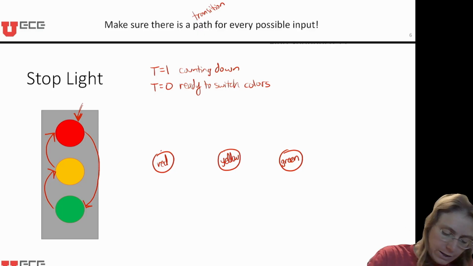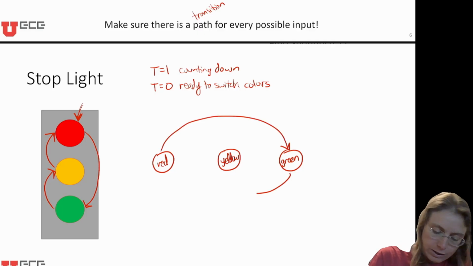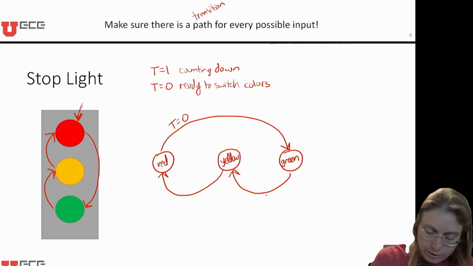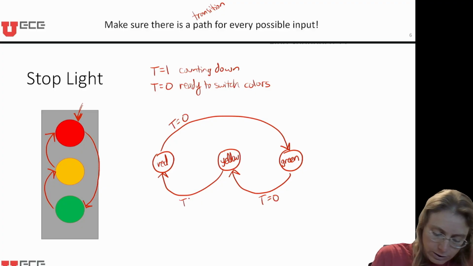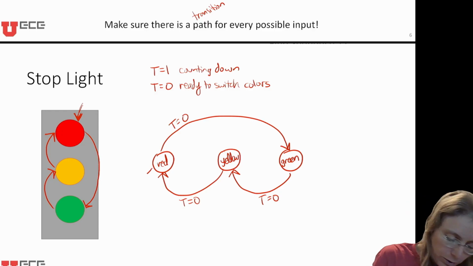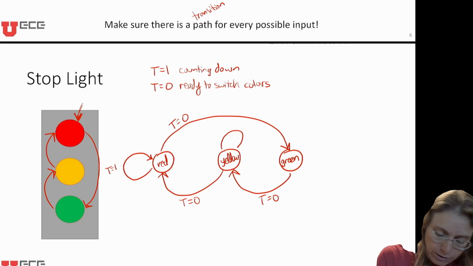So red to green, green to yellow, yellow to red. And we will make this transition when t equals 0. We're ready to switch colors. What do we do if the timer is still counting down? Well, we'd want to stay in that state and keep outputting the same color.